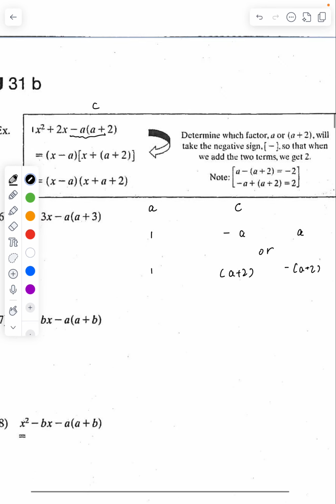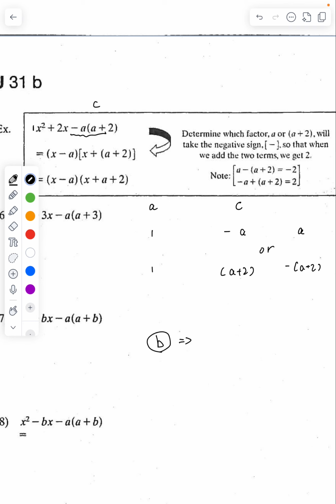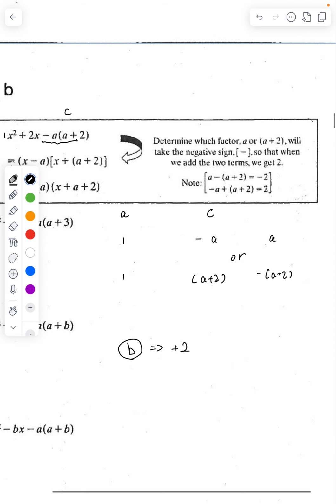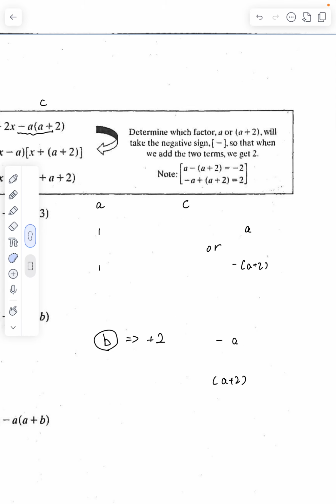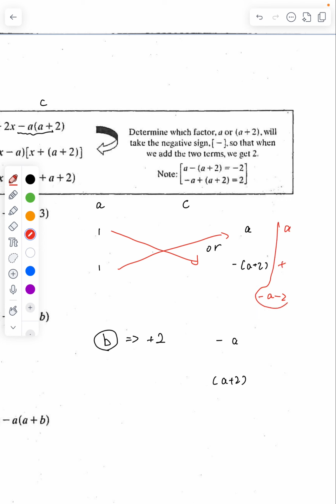And let's take our b. What is our b? Our target b is plus 2, right? So let's see if we're able to get that. I'm going to do this one first. Let's try 1 with negative a, and 1 with a plus 2. That multiplied together will give you negative a minus 2, and that multiplied together will give you a. Add them together: a plus negative a minus 2 is negative 2. That's far away from our target of positive 2, so that's not going to work.